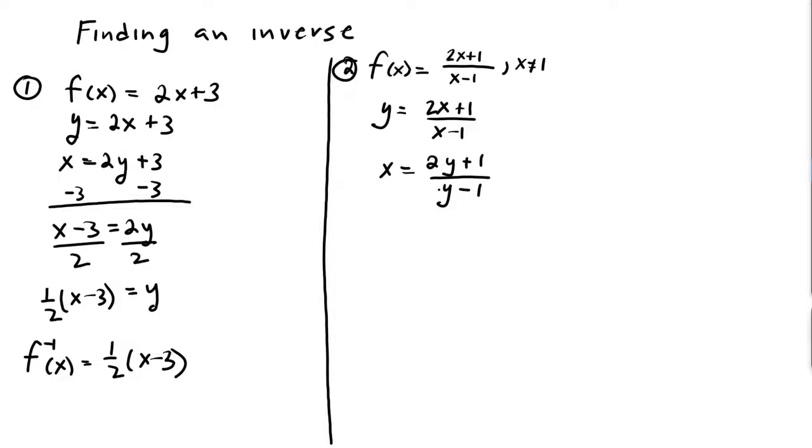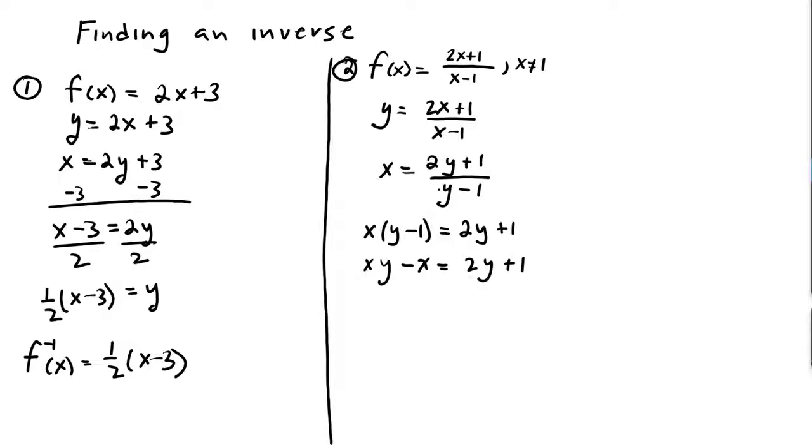Like that. Now I have to solve this for y, and I picked this one because the algebra is a little more complicated, and it might be something that you haven't done in a while. So this is again essentially just a proportion, so I can multiply both sides by y minus 1. So I'll get x times y minus 1 equals 2y plus 1.